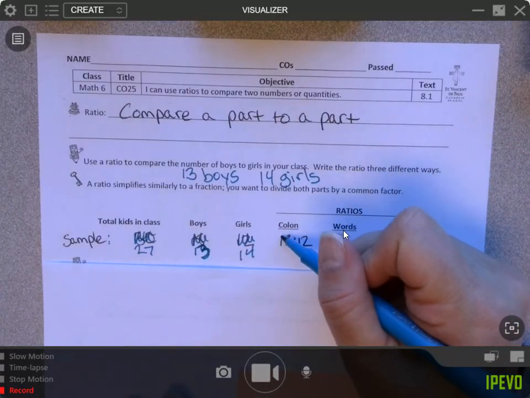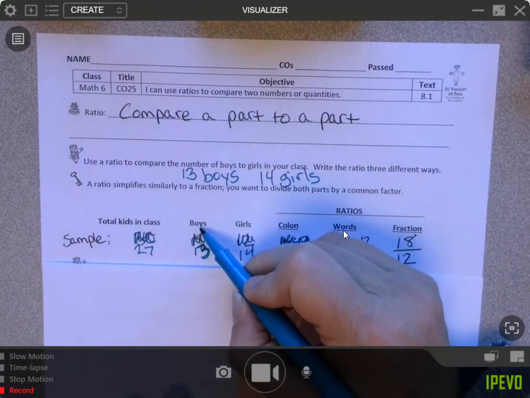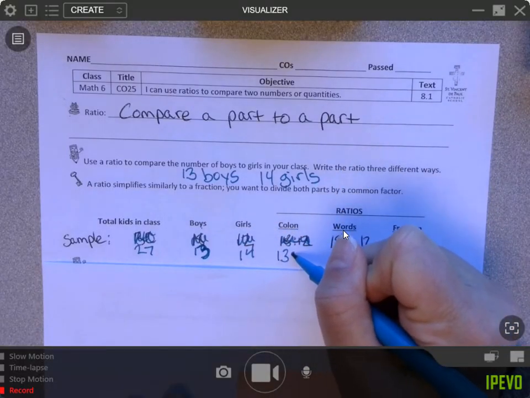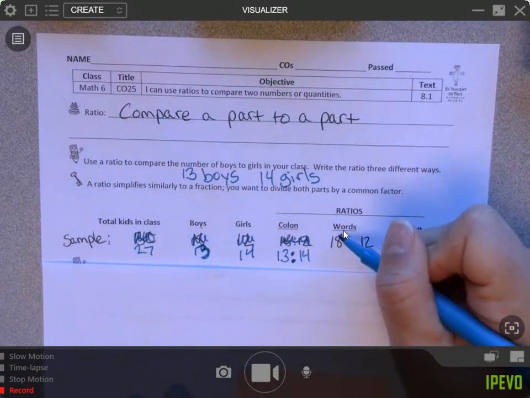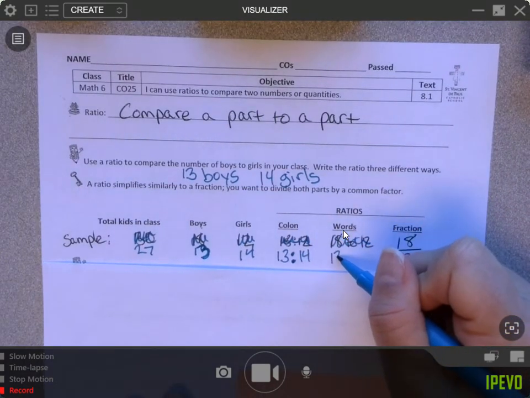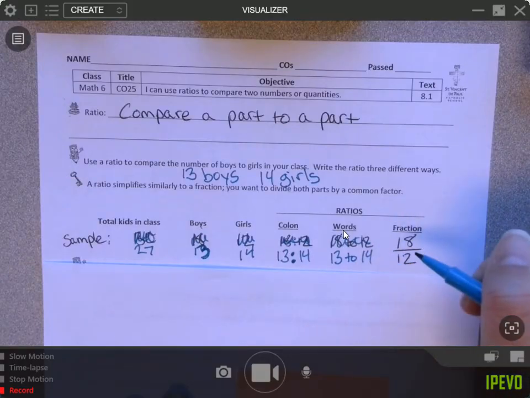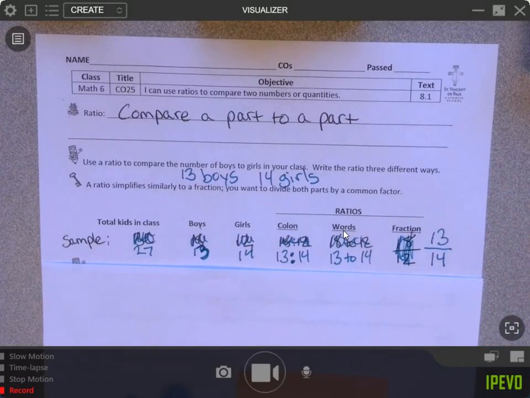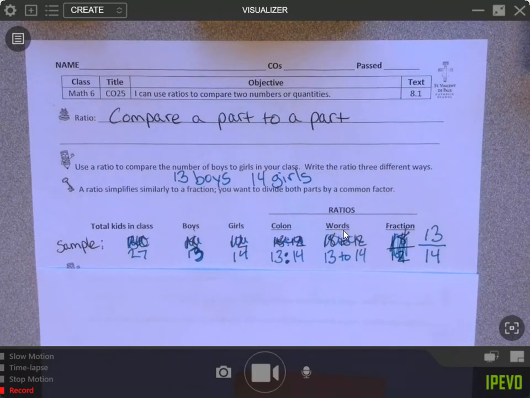So we want to write that using the colon. We're going to put the boys first to the girls. So 13 colon to 14. We can use words, 13 to 14. And we can put it as a fraction. The first number is your numerator. The second number is that denominator. So all three of those mean 13 boys to 14 girls, because we said boys to girls, so we have to put that boy number first, then we put the girl number.